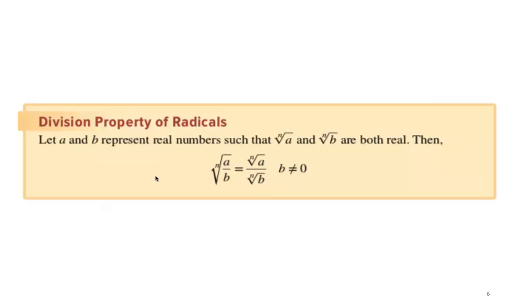Before we do anything, let's talk about the division property of radicals. If I take the nth root of a over b, that's the same thing as the nth root of a divided by the nth root of b. In other words, we can take the nth root of each of the individual numerator and denominator, do it separately, and then divide.